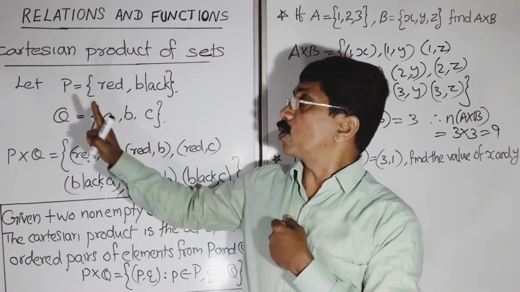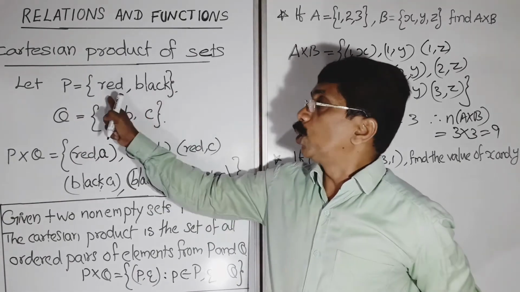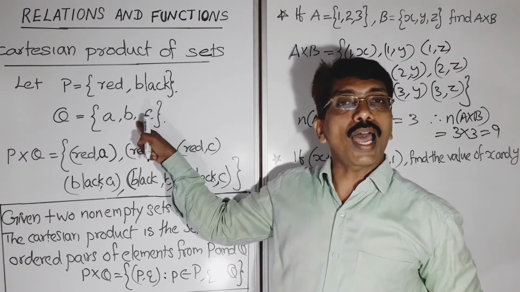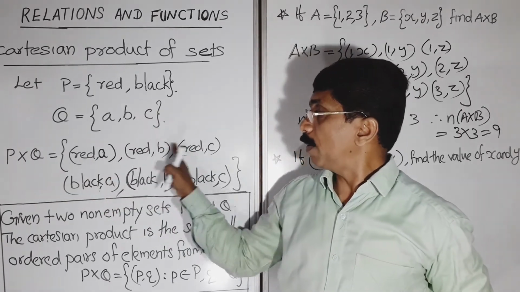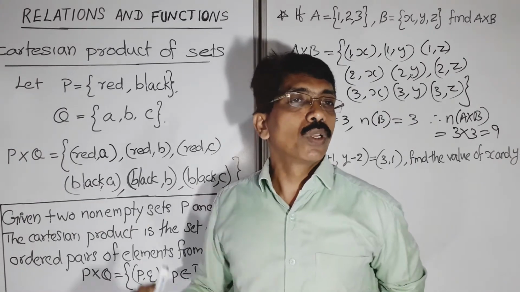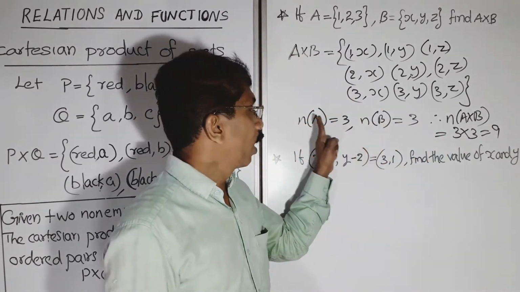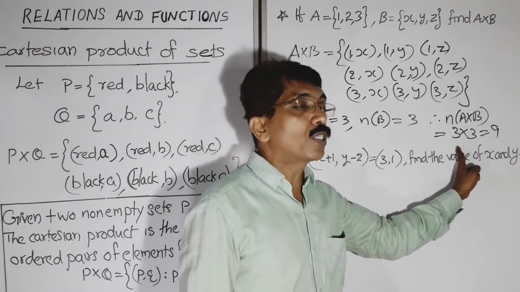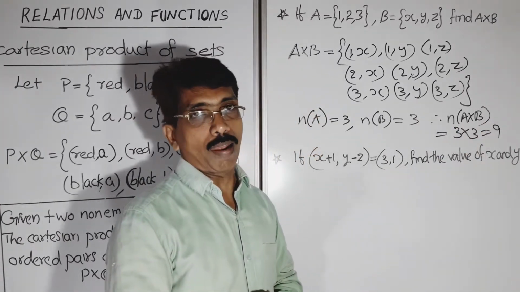In the previous question also recently, how many elements are there? 2 elements. In here what? 3. What is 2 into 3? 6 elements are there in P cross Q. Look at here. There will be 6 objects in A cross B. So here also we understood clearly. n of A is 3, n of B is 3. So n of A cross B is what? 3 into 3. That is 9.